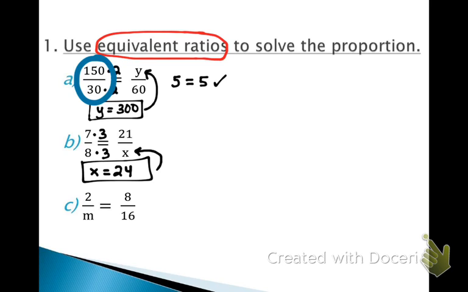0.875. Okay, what do you get as a fraction? 7/8. Is that the same thing as that right there? Yes. So 7/8 equals 7/8. So it checked out, and you know you did it right. Now let's go to the next one.